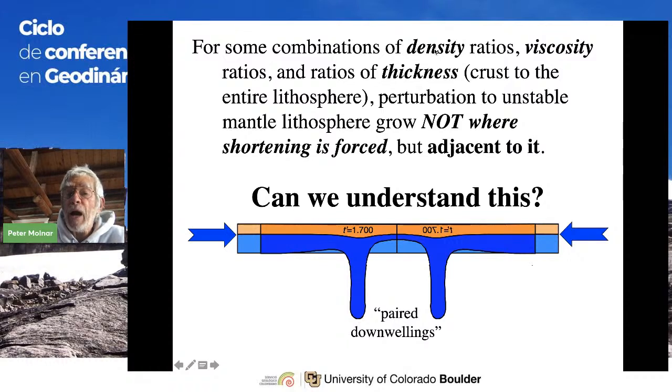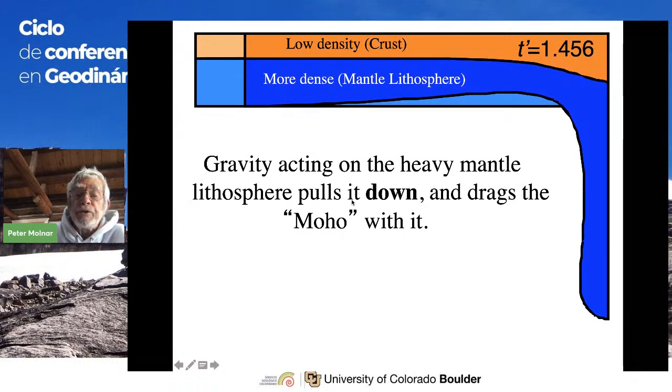But the point is, for some combinations of density ratios, viscosity ratios, and ratios of thickness of the crust to the entire lithosphere, perturbation to unstable mantle lithosphere grow not where shortening is forced, but adjacent to it. We have this paired downwellings as we have in this particular case. So how does this work? We imagine the very simple situation that gravity is acting on this dense mantle lithosphere and it pulls it down. And where it pulls it down, it drags the Moho with it. This is downwelling.